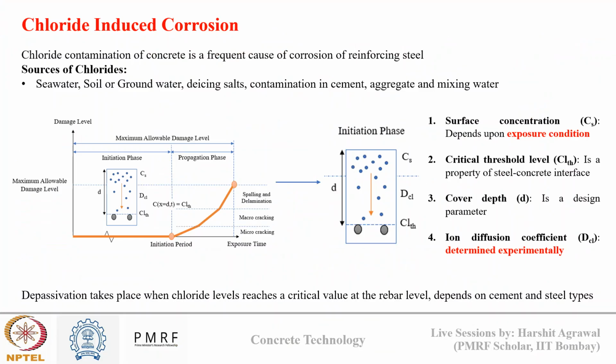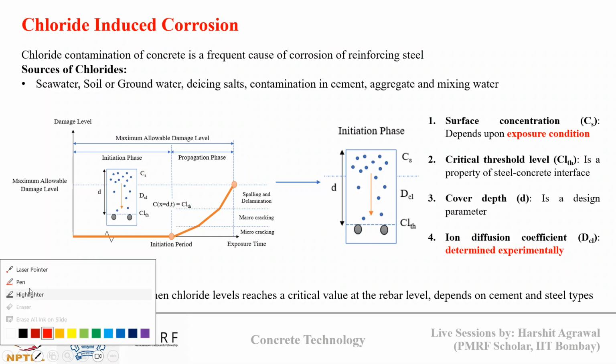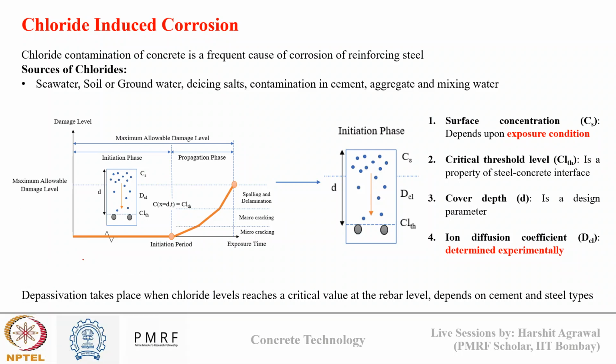Now the next thing in reinforcement corrosion is chloride induced corrosion. Chloride based corrosion in concrete is a very frequent cause of corrosion issues, especially in structures near the shoreline, like in the Mumbai exposure environment. But where are these chloride ions coming from?